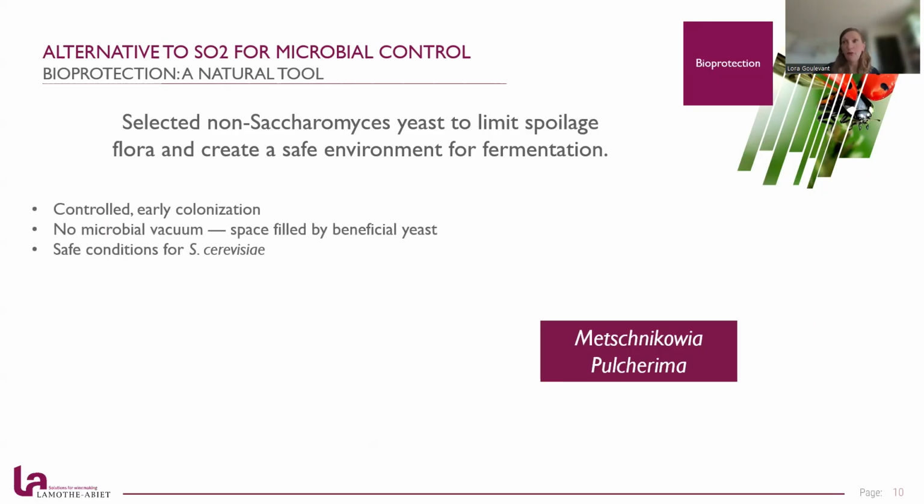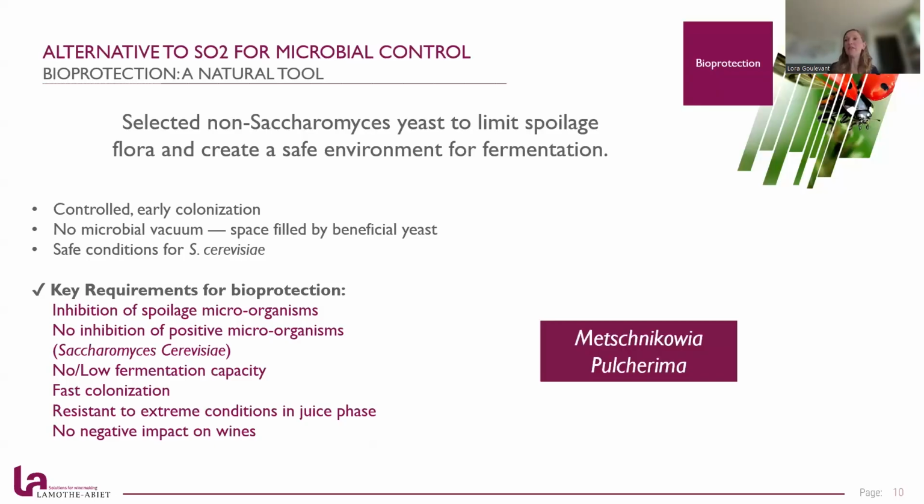So it helps to control the population of microbes. It inhibits the spoilage microbes because it's going to develop, colonize, and take the space from other different microbes. There is no microbial vacuum. It's actually filled by the bioprotection. And it's safe conditions for the Saccharomyces cerevisiae, because what we want is to ferment this must and to create a good wine. So what do we need for the best conditions of bioprotection?